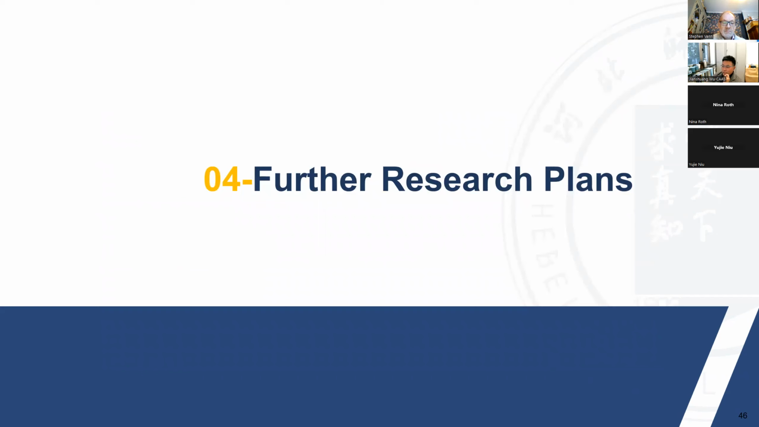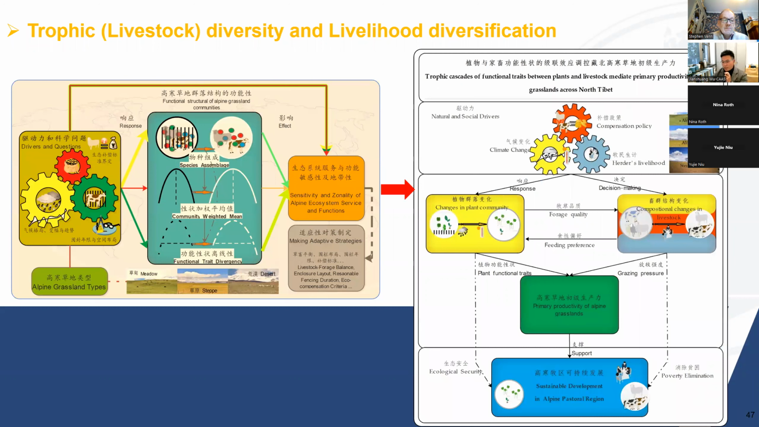So for the further research plans, because now we have data about species or functional traits just for plants, we don't know more details about the animals they keep, and we also don't know much about herders. So we want to shift the research framework from just the perspective of plants to linking functional traits between plants and animals.